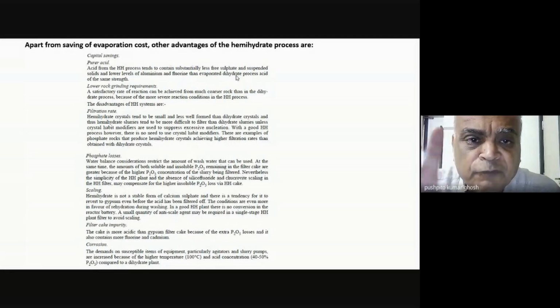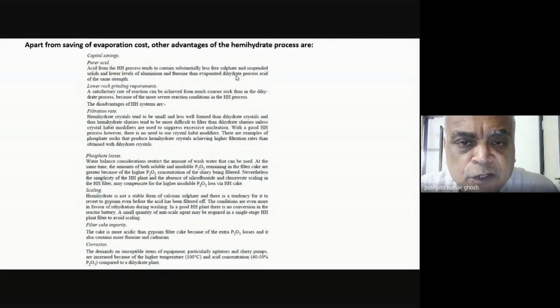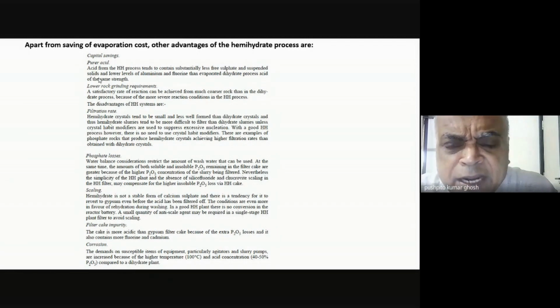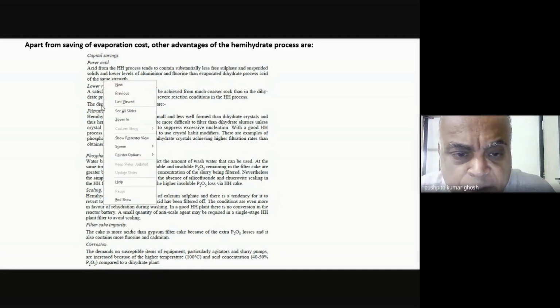In terms of impurities, these are the two very important things. The third, it's not mentioned here, but capital savings will come because I have made a phosphoric acid with a higher concentration of phosphoric acid. And therefore, my capital investment in terms of evaporation will be lower. Okay. So let me also put that down.